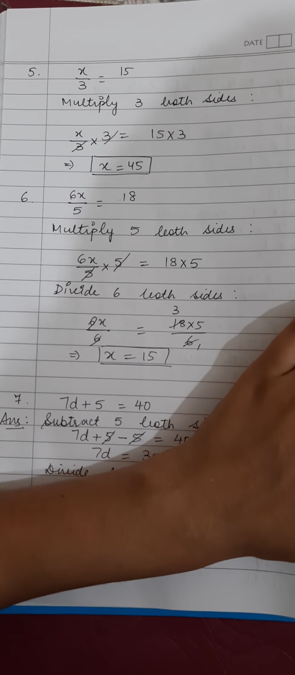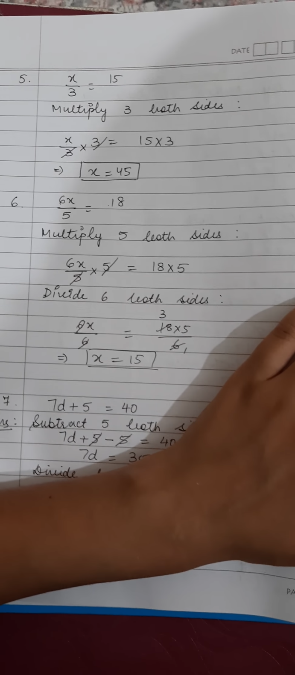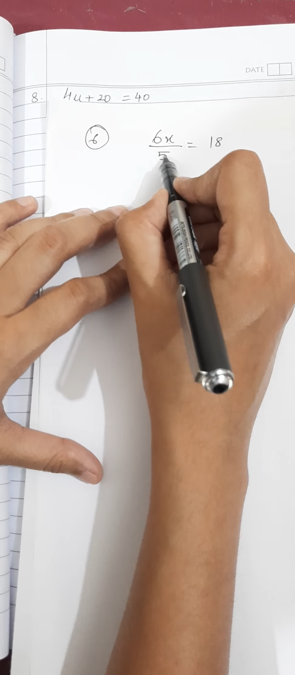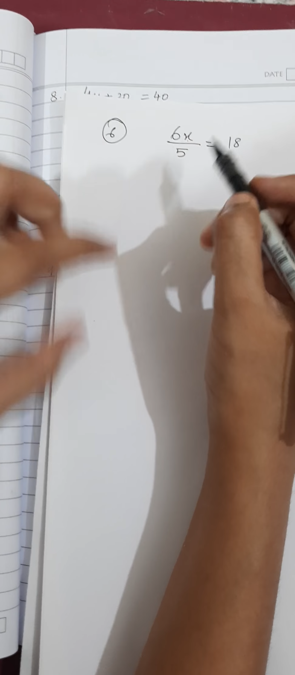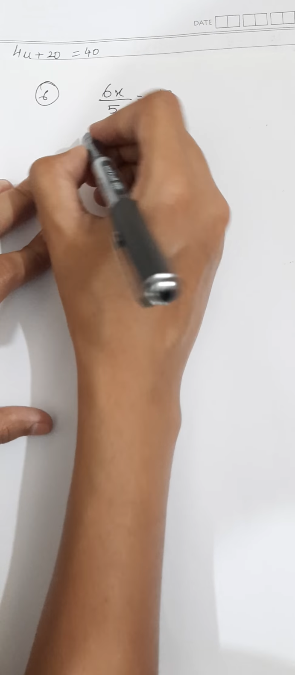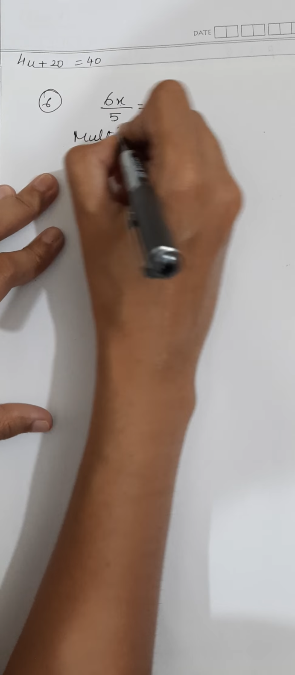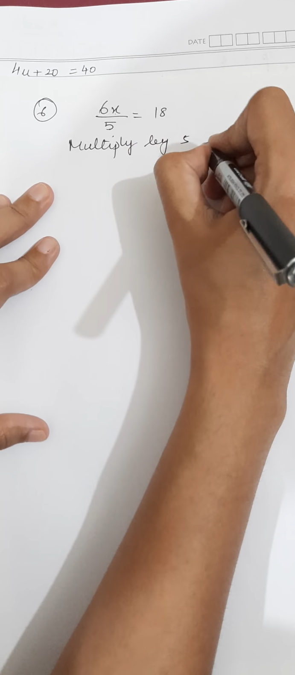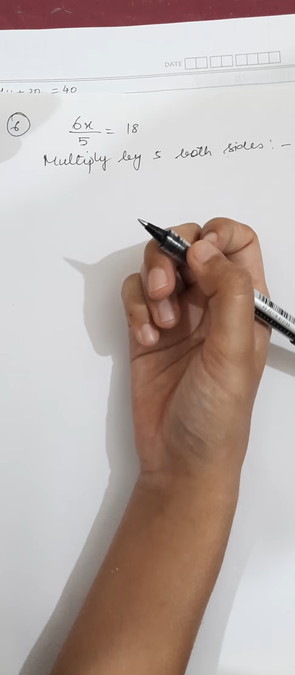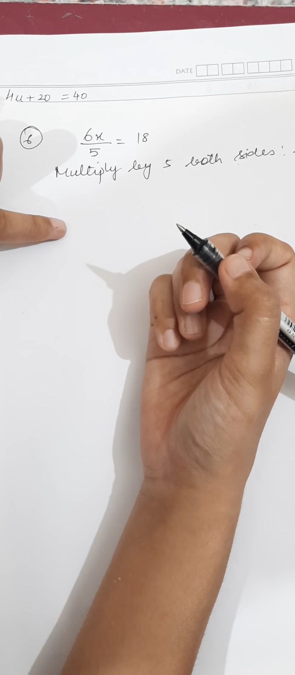In this sixth part, 6x upon 5 is equal to 18. Now here x is not alone. So what I'm going to do, firstly one by one I'm going to remove 5, then I'm going to remove 6. 5 is in divide, so I'm going to multiply by 5 both sides. You are going to write multiply by 5 both sides. It's not compulsory that you have to multiply by 5 firstly, you can divide by 6 firstly also.